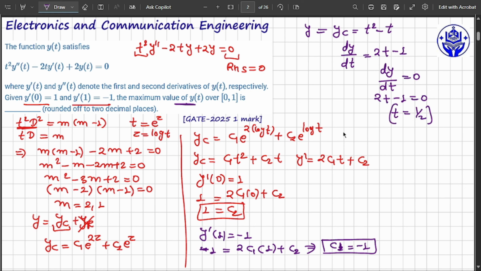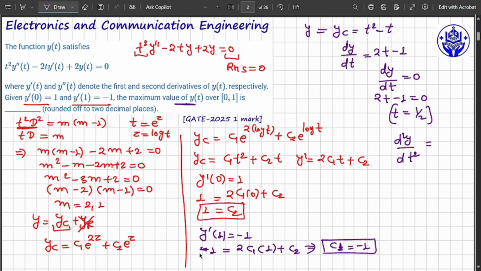If it is a critical point, is it a maximum or not? I will find d2y by dt square, and of course it will be 2. I think my c1 is 1.